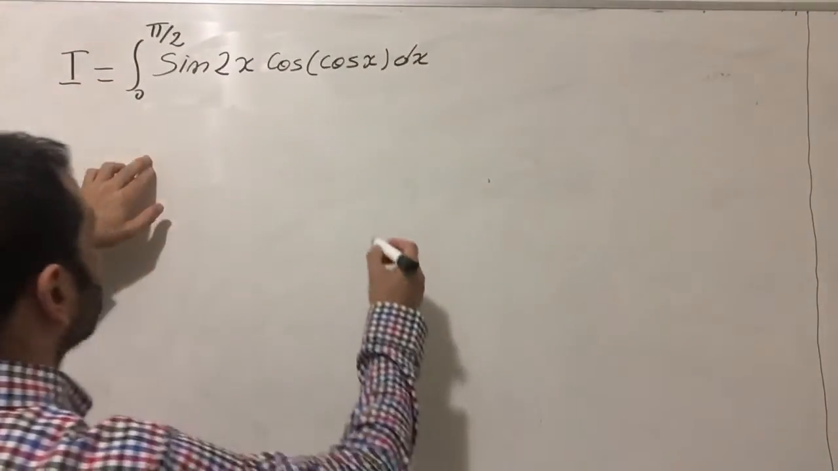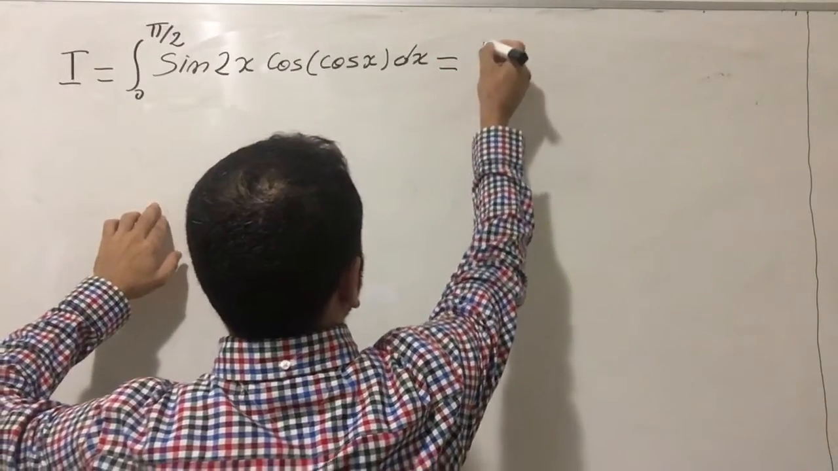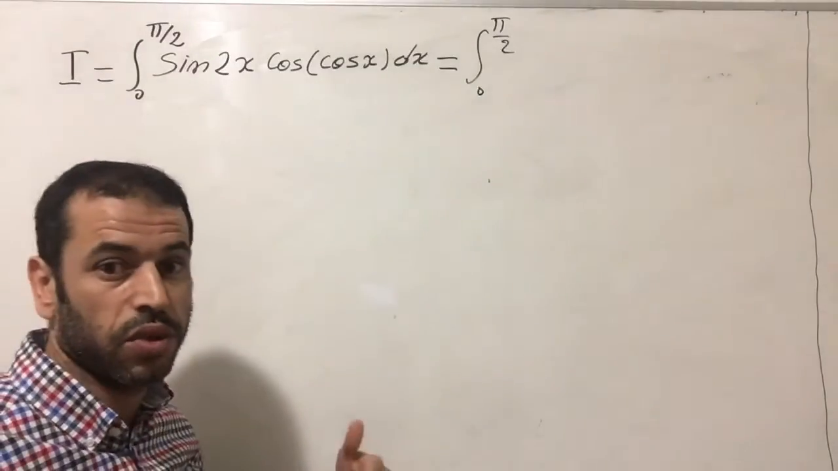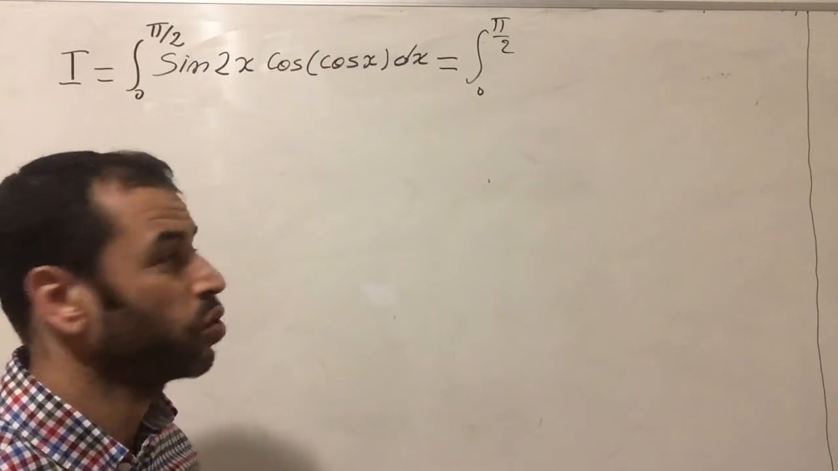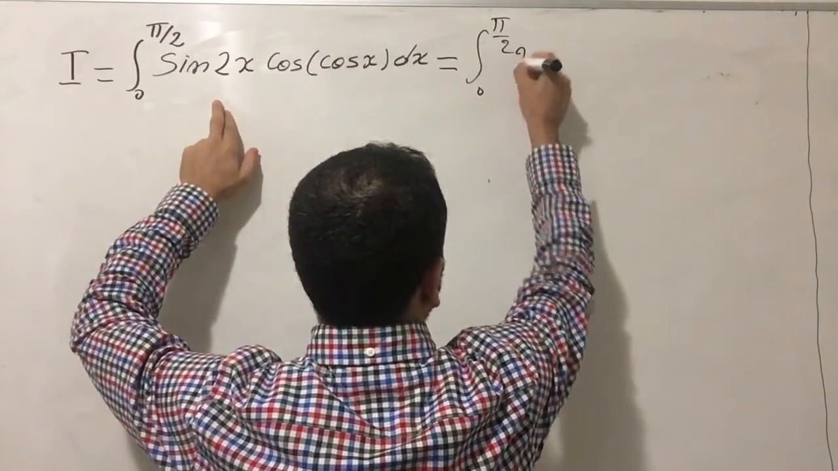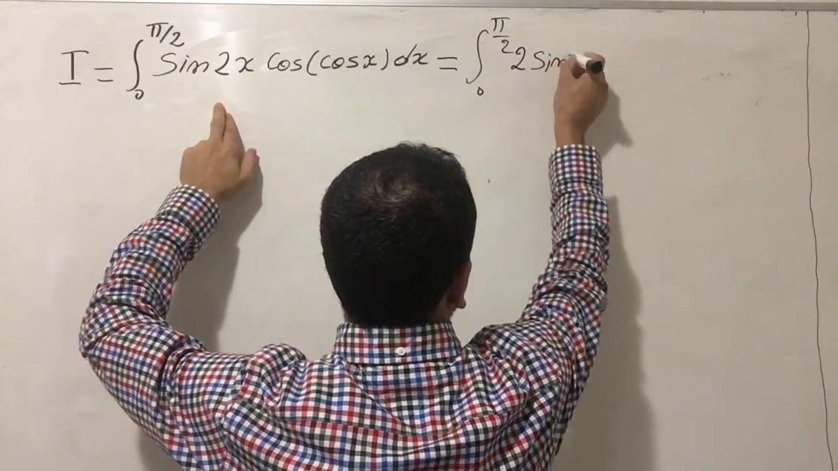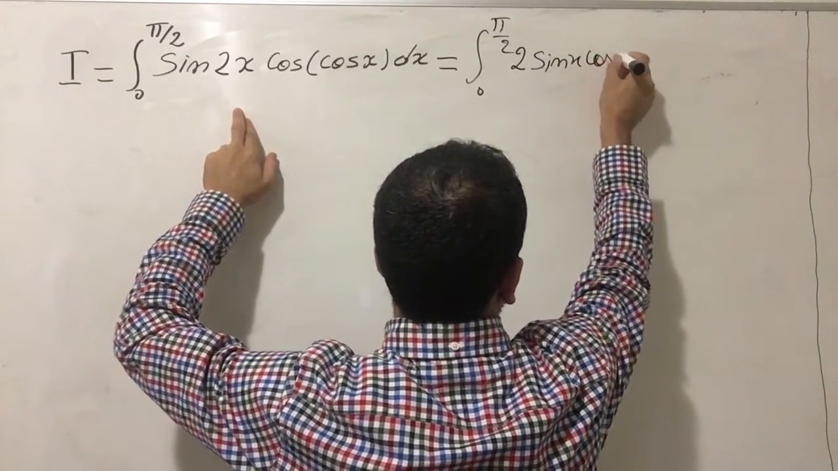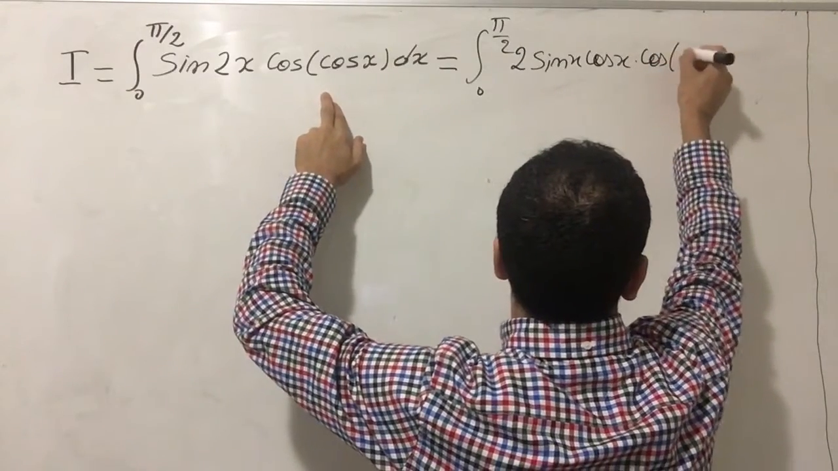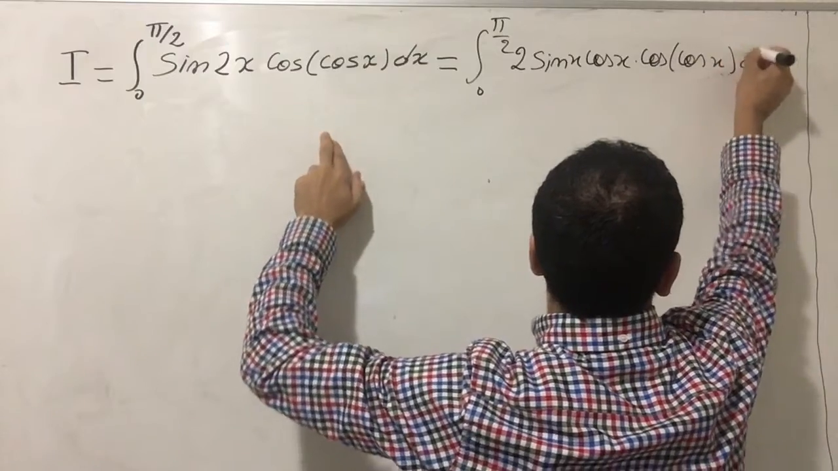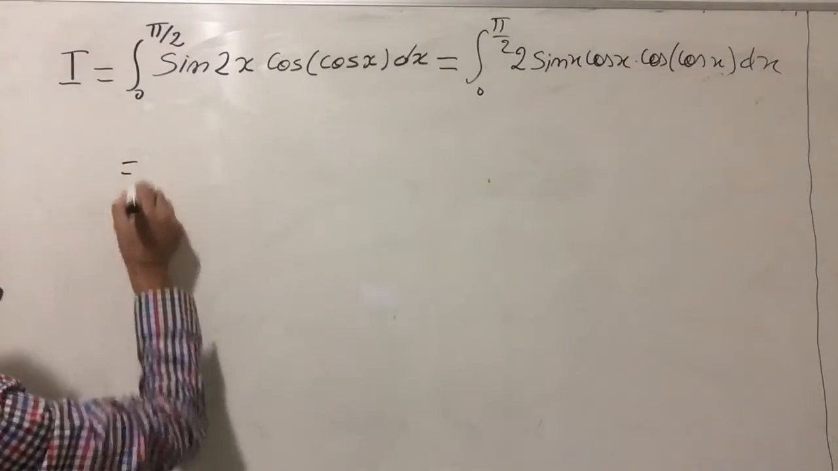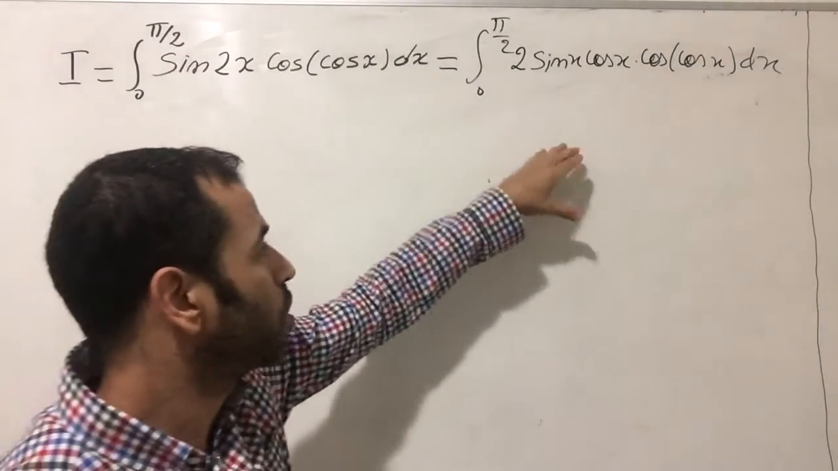So as you see here, this is equal to the integral from 0 to pi over 2. We have sine 2x. Sine 2x is 2 times sine x multiplied by cosine x. Just a trigonometry formula. So I will have 2 sine x multiplied by cosine x, multiplied by another cosine of cosine x dx.